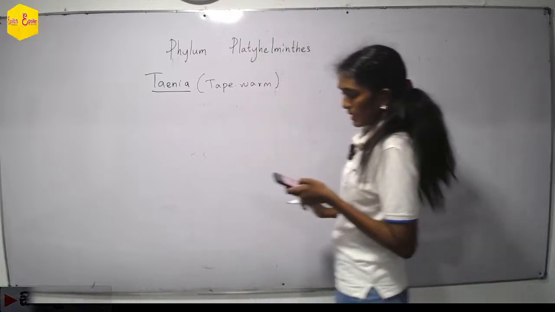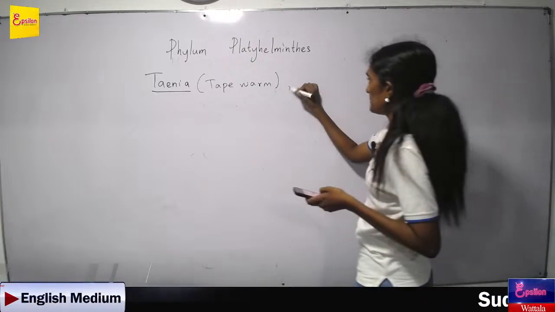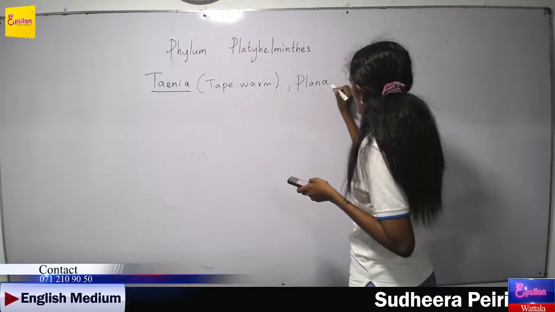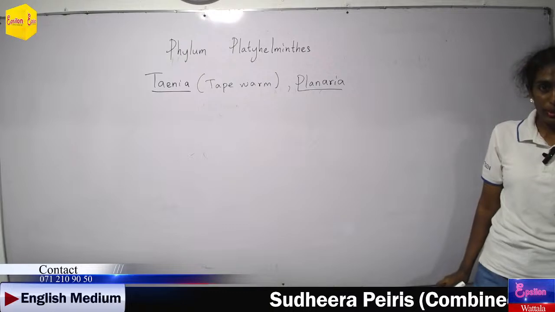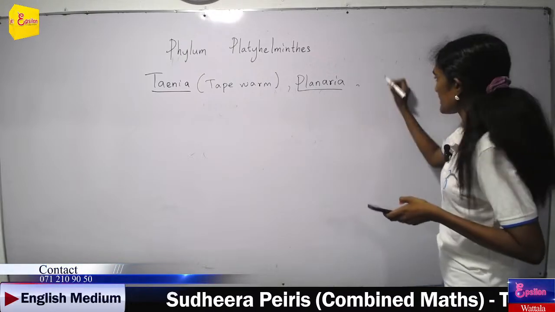Planaria is also there. These spellings you should remember, okay? These are scientific names, so you should underline them. And Fasciola.